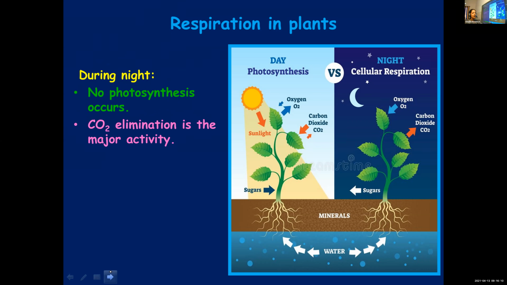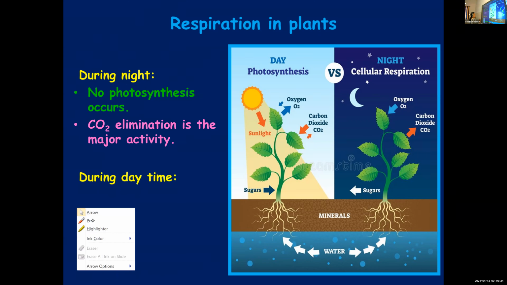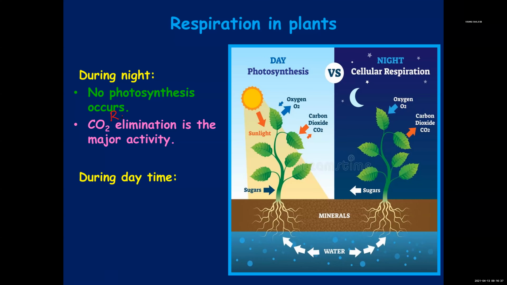When do we eliminate carbon dioxide? During which process are we eliminating carbon dioxide? Cellular respiration. Very good. So only respiration takes place during night. No photosynthesis. Only carbon dioxide elimination will take place. Carbon dioxide is eliminated via respiration. So they breathe out carbon dioxide.